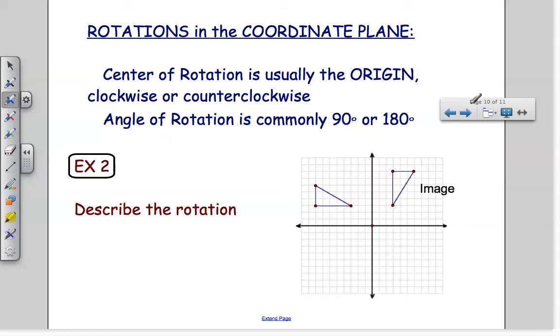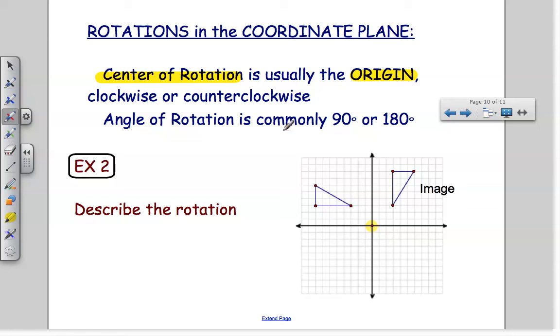And the last thing we're going to talk about is rotations in the coordinate plane. The center of rotation for all rotations you're going to do today is going to be the origin. Right? That's our favorite point. On the coordinate plane, it's the easiest point to do a reflection or rotation around, and the only thing you have to be careful is you have to identify whether you're going clockwise or counterclockwise. Remember, clockwise, same direction your numbers go on the clock. Counterclockwise would be the other way. And a lot of times your angle of rotation is going to be 90 degrees or 180 degrees.